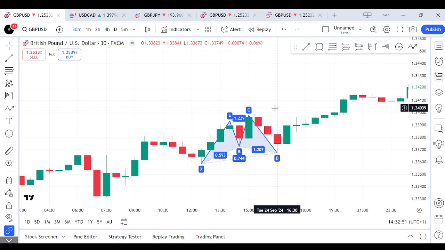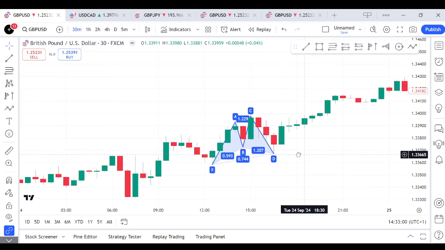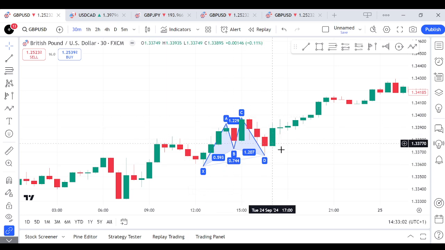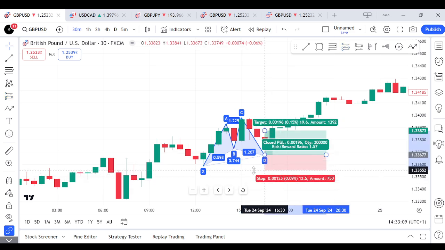So the ideal entry point for a cipher pattern trade is at point D. This is where the pattern completes and the potential reversal begins. For bullish patterns like this one, you can enter at D and place your stop loss just below the X. And for bearish patterns, set it just above point X. We're going to talk about bearish patterns later, but let's just look at the bullish cipher patterns for now.